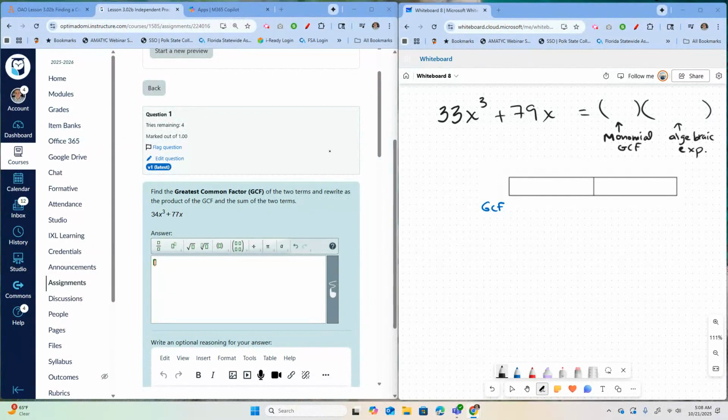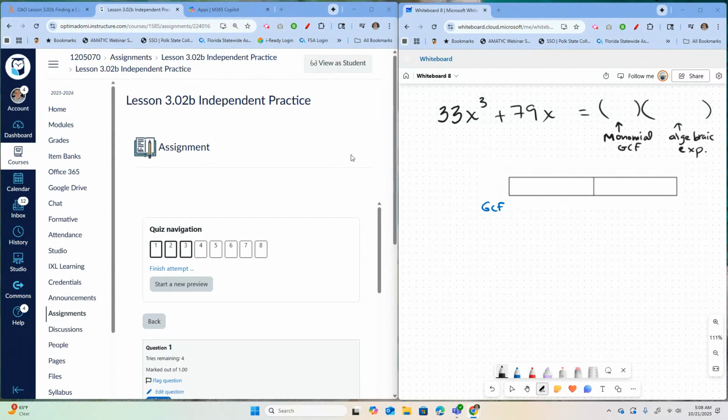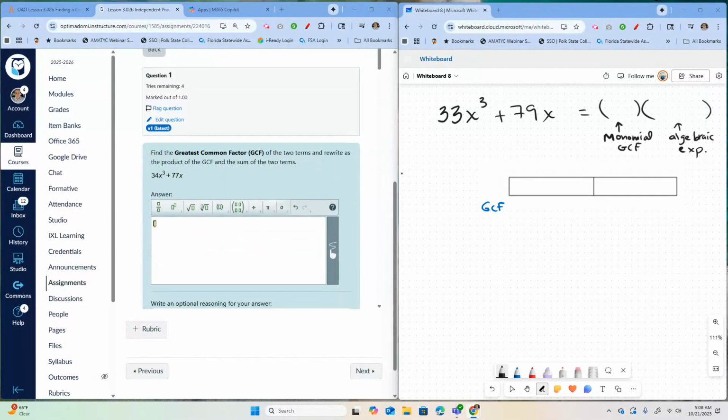All right, in this lesson 3.02b, we are going to take this algebraic expression, all of this here, and write it as a multiplication. That's why I put the two parentheses. What you write in the first parenthesis is going to be the monomial GCF, one term. And what goes in the second parenthesis is the algebraic expression that is left over.